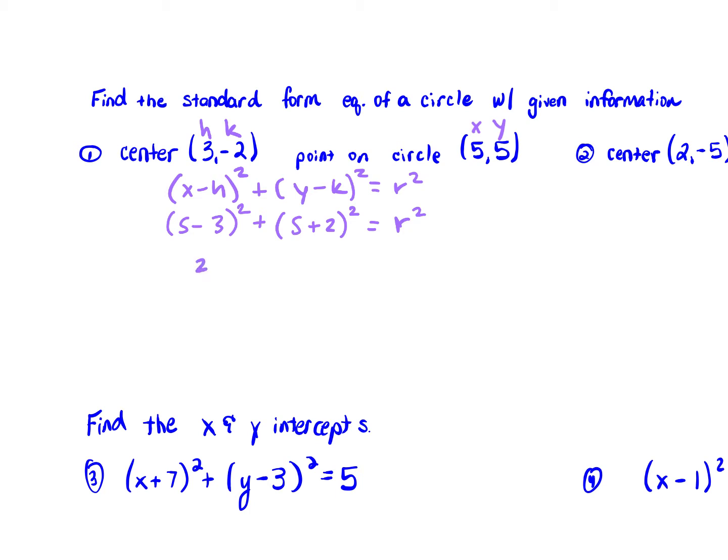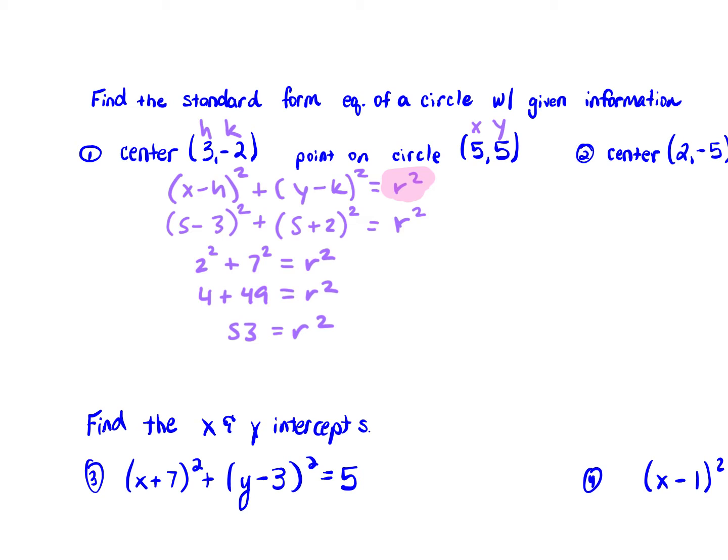5 minus 3 is 2, so 2 squared, plus 5 plus 2 is 7, so 7 squared is equal to r squared. So it'd be 4 plus 49 is equal to r squared, so 53 is our r squared. We can find out what r is just by taking the square root, but in our equation we have r squared. So you really don't need to take the square root because we're just plugging in r squared. Like if you take the square root, you'll end up squaring it again. So it doesn't really matter.